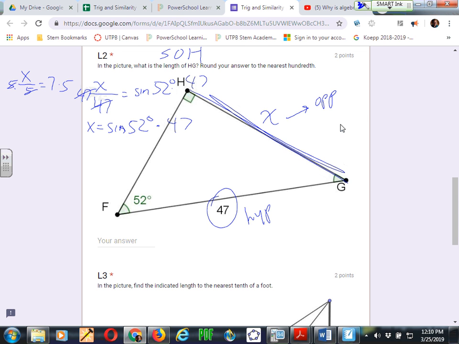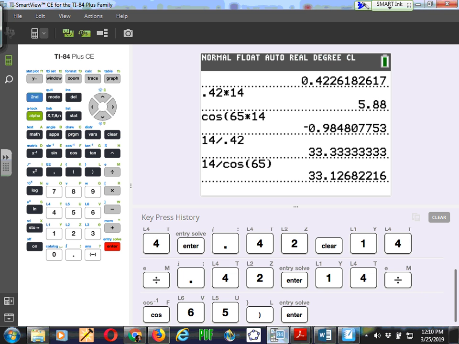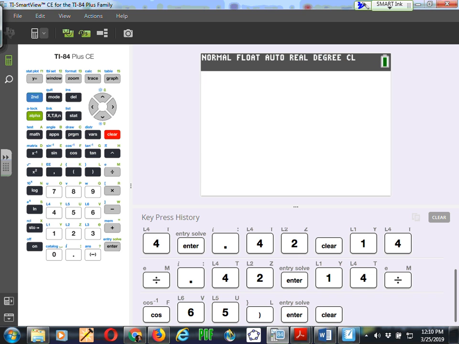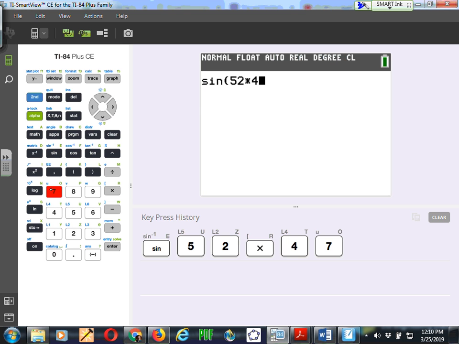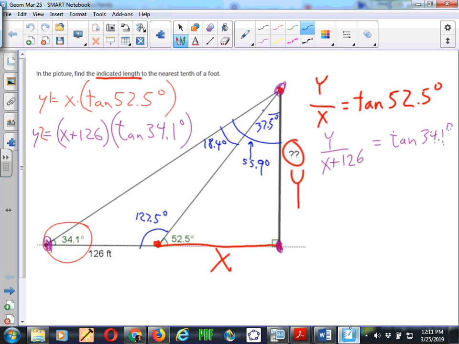Now, I need my calculator to get that. So if I take the sine of 52 degrees times 47, I get negative 0.97. I'm going to get an answer that's really unreasonable. It turns out the sine ratio is always between -1 and 1. And so I'm not going to get an answer that's big enough.